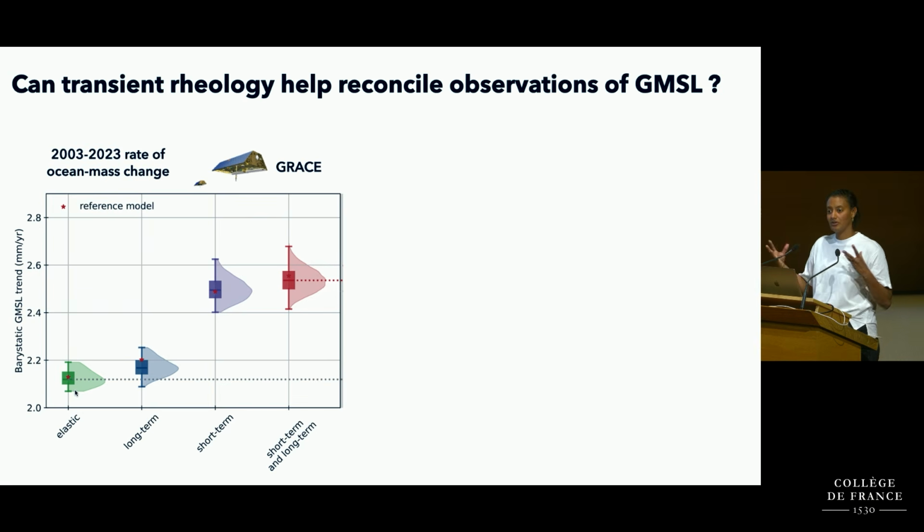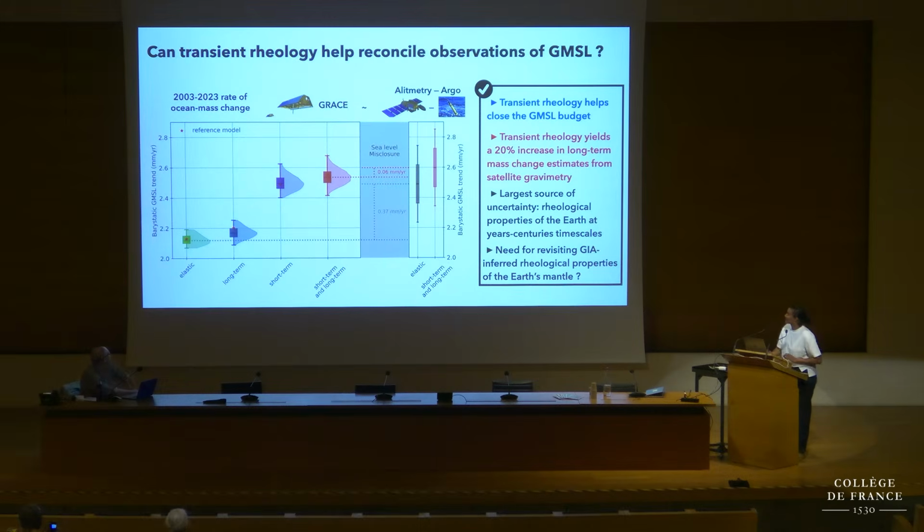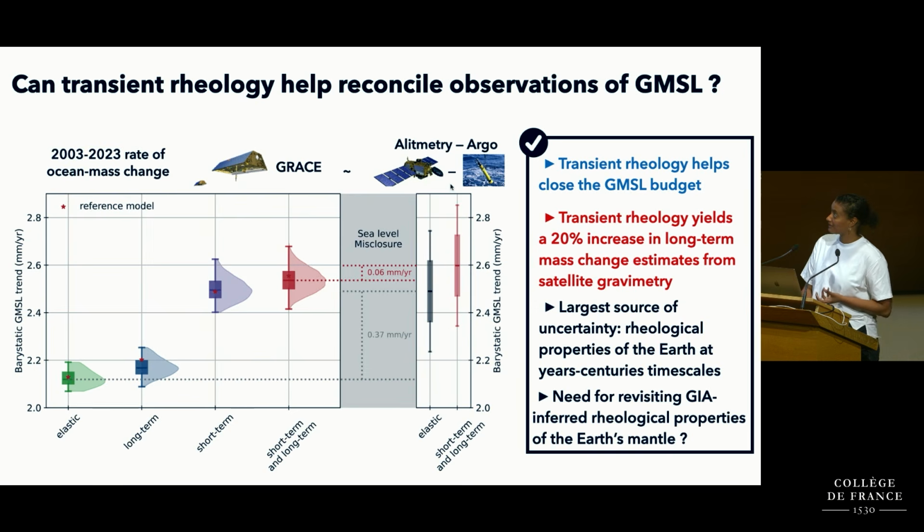If you had the very long-term GIA viscosities, you get about the same thing. But if you start including short-term viscosities that have been constrained using other types of observations, you see a jump that is beyond the uncertainty, and you have a mass change today that is about 2.5 millimeter per year. And you can look at whether or not this mass change that we derive from GRACE is the same as the one that we can get from altimetry minus the steric effect from Argo.